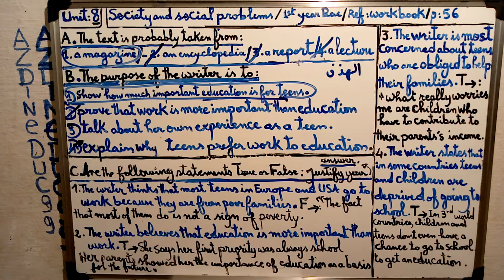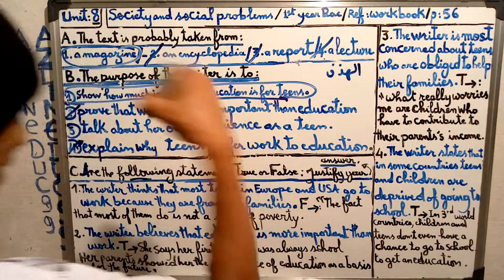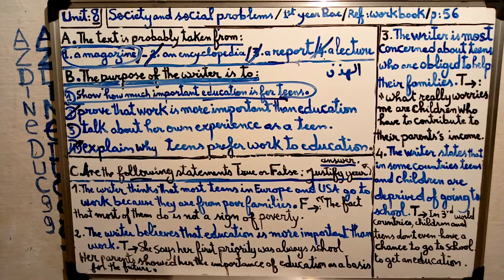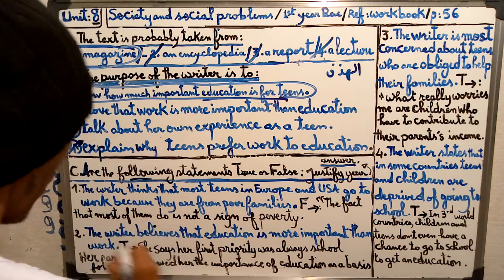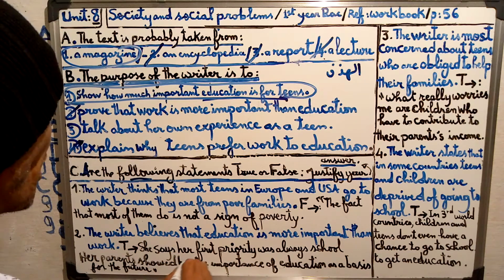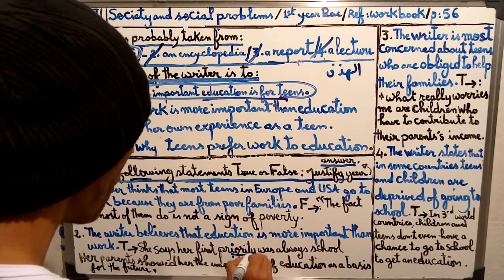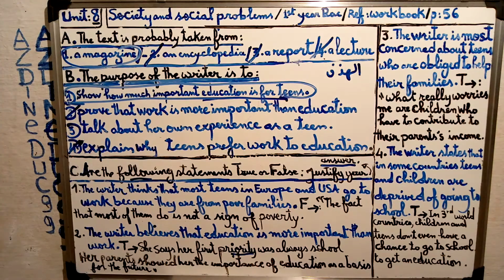Number two: the writer believes that education is more important than work. Yes, and the answer is this. She says her first priority was always school. كان دائما هي المدرسة بمعنى التكاليف.